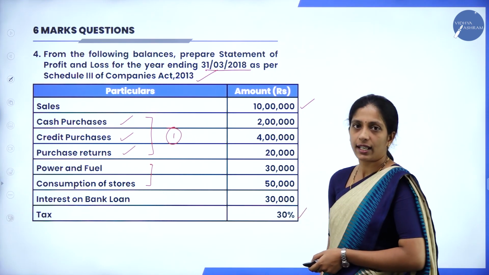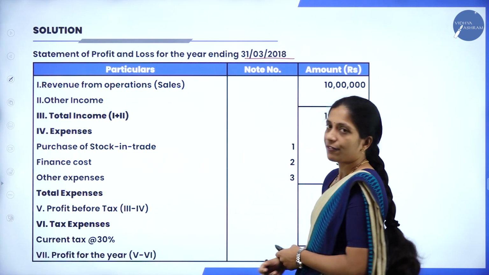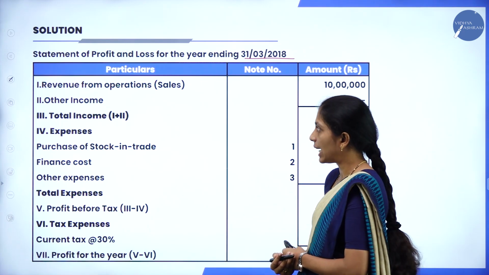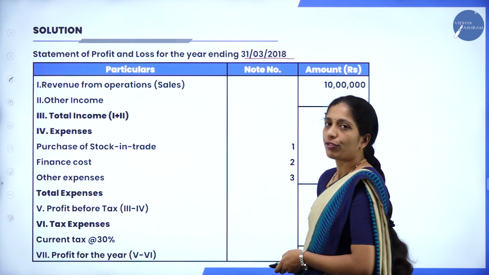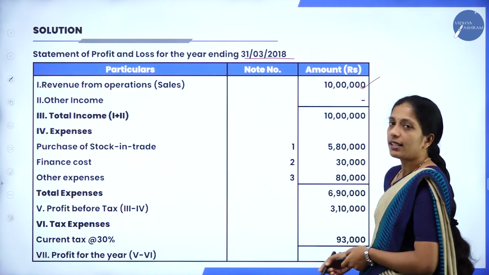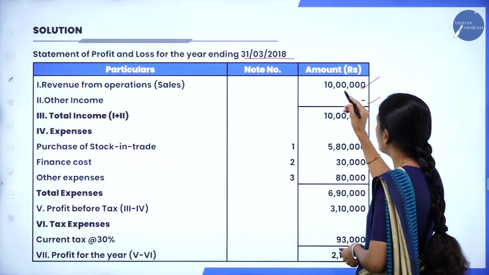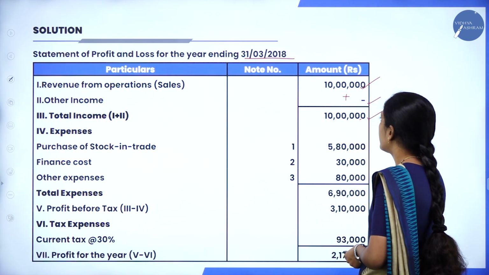Okay, so we shall directly go through the solution. Statement of profit and loss for the year ending 31st-12-2018. The first one is revenue from operation. Directly they have given 10 lakh, you will take that one. Other income they have not given, so it is dash. Total income, 1 plus 2: 10 lakh plus 0, so we will get 10 lakh.